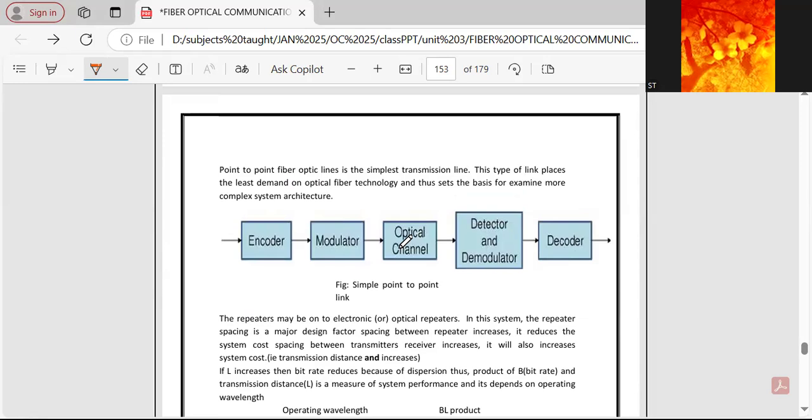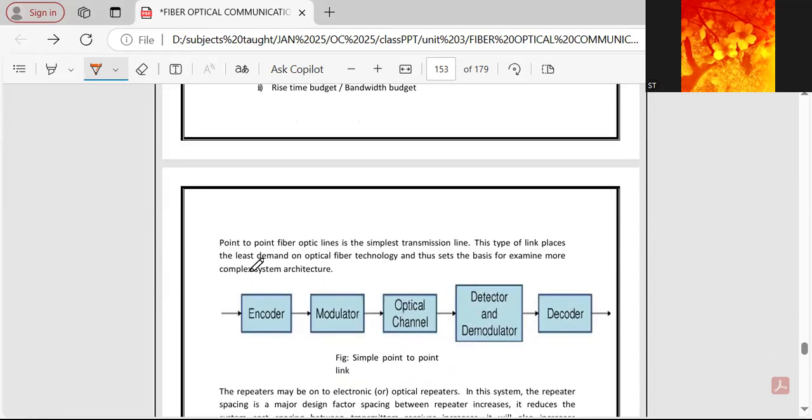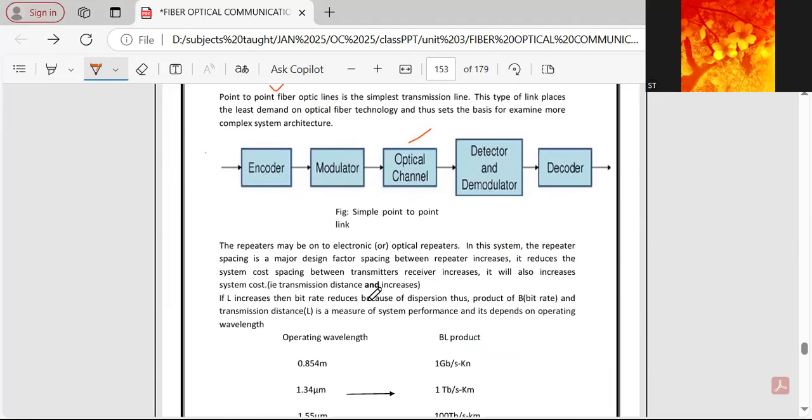We are calculating this link power budget for point to point optical fiber links, and this is the diagram of a simple point to point link connection. Here this is the encoder, modulator, and optical channel through which the signal is transmitted. This is the detector and this is the decoder. So here we can say this is the transmitter, this is the receiving end, and this is the optical fiber link.